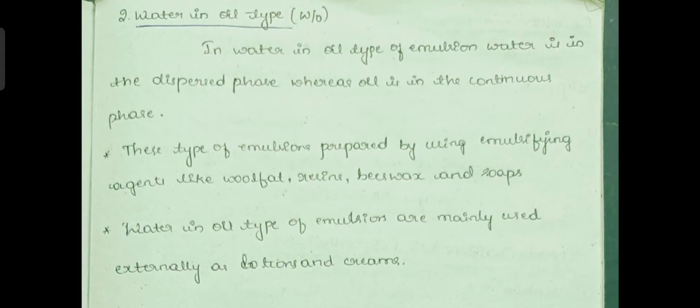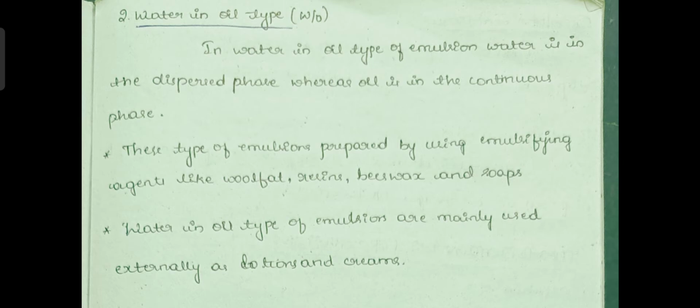Second type of emulsion is the water in oil type of emulsion. In water in oil type of emulsion, it is the water that will be present in the dispersed phase and oil will be present in the continuous phase. This type of emulsion is prepared by emulsifying agents such as wool fat, resins, beeswax, soap. In water in oil type of emulsion, W by O.